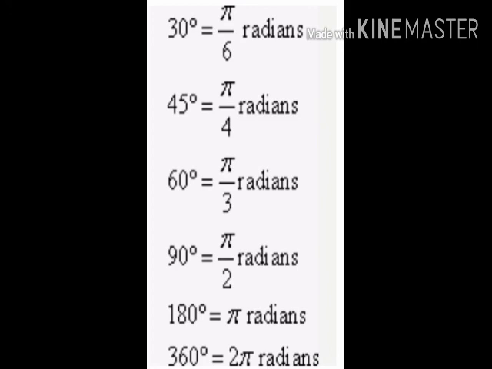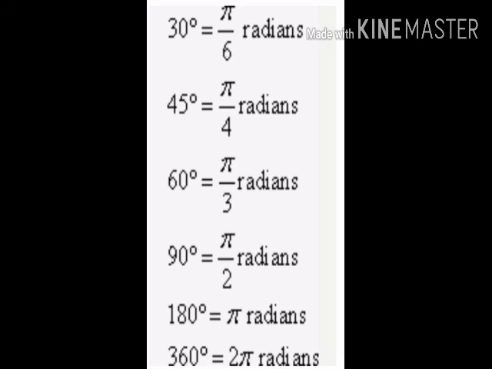Now 45 degree is pi by 4. Am I correct? Yes. So 45 degree can be written as pi by 4 radian. Similarly, 60 degree is pi by 3 radian. 90 degree is pi by 2 radians. 180 degree is pi radians. And 360 degree is 2 pi radians. In this manner we can convert degree into radian measure.